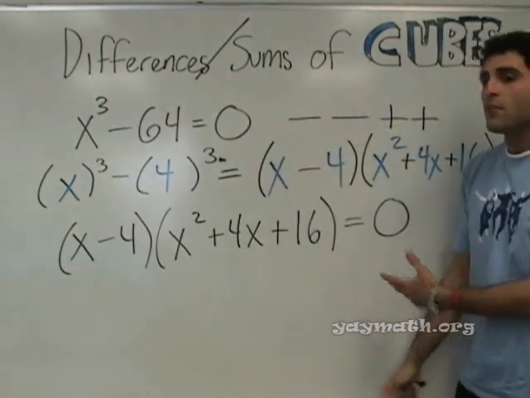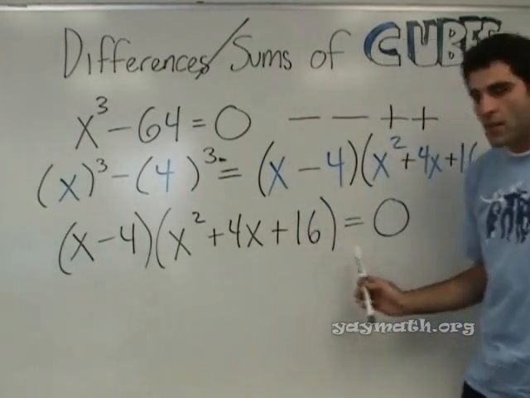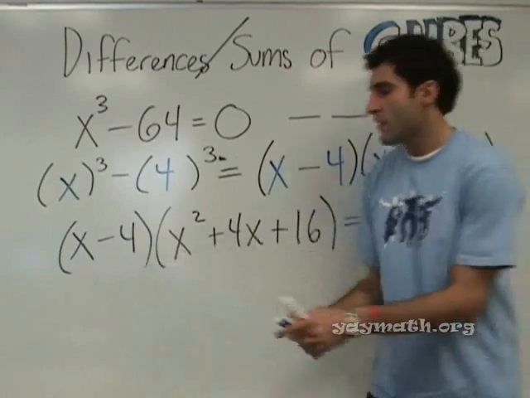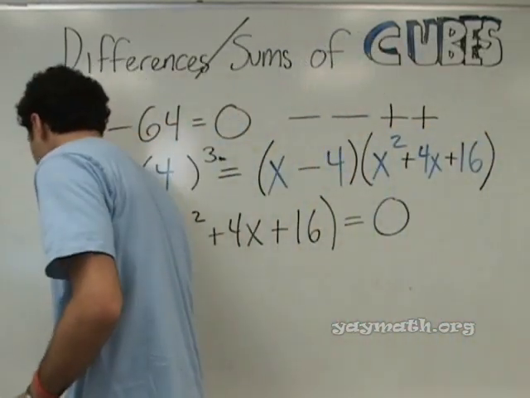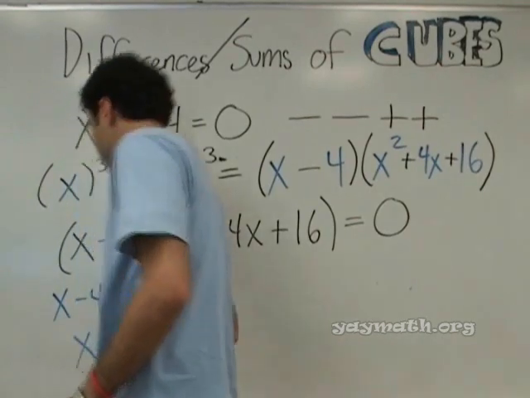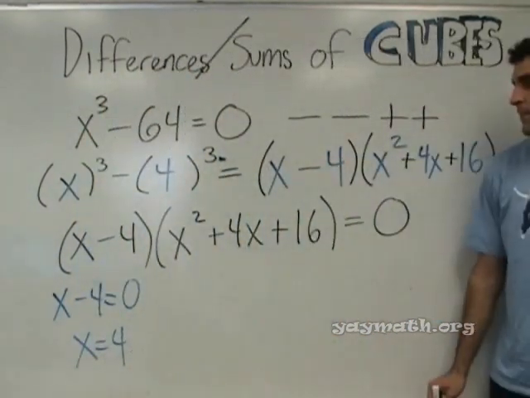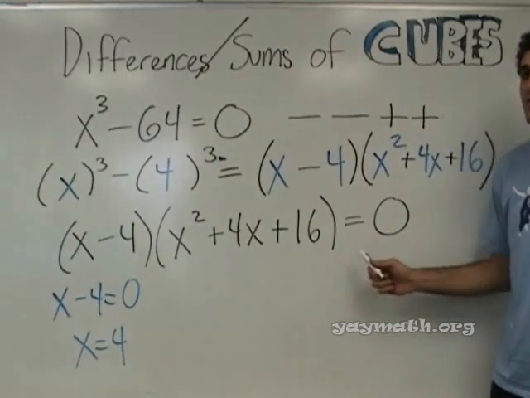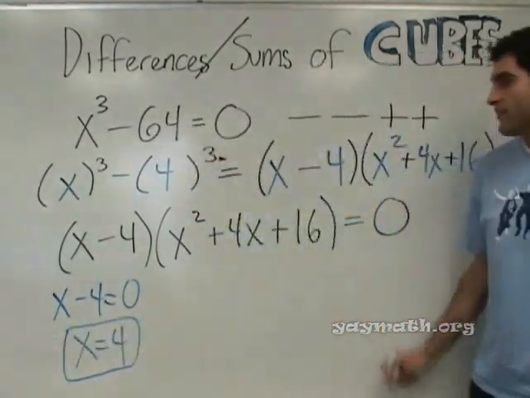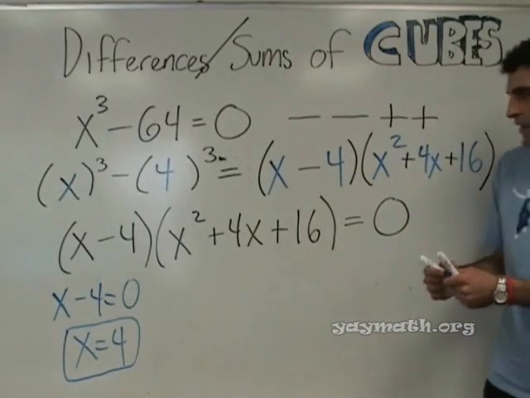All right, so now here we go. Don't we set each factor to 0, right? So we set x minus 4 equal to 0 to solve. So x equals 4. And then we set this to 0 as well. So again, that's our one solution. We already identified it. Now we set this to 0.